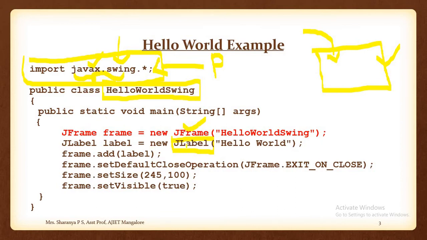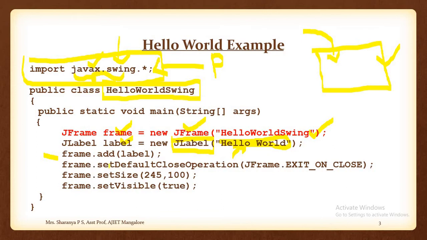Here we have defined the next component called JLabel, and we are passing one text, Hello World. The same HelloWorldSwing text is passed to JFrame as well. This HelloWorldSwing is considered the title for the frame. The label that we have given is Hello World. The object that we have created for the JFrame is named frame, and the object created for the JLabel is label. As I mentioned, first we create the frame, and to that frame we need to add the label. That's why we write the next line, frame.add(label). To this frame, we add the label that we have created just now.